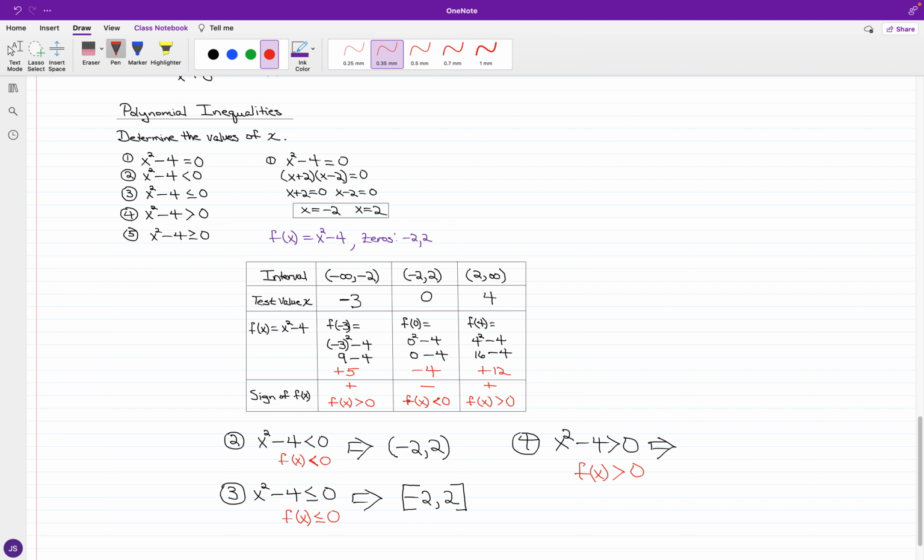For f of x is greater than 0, we have referencing the first and the last subinterval sections. And so for greater than 0, automatically, we have at the lower end those values of x less than negative 2. And we have at the upper end those values of x which will be greater than 2.